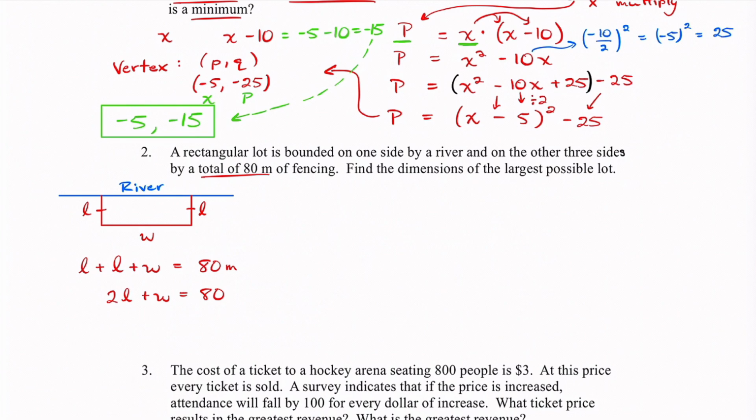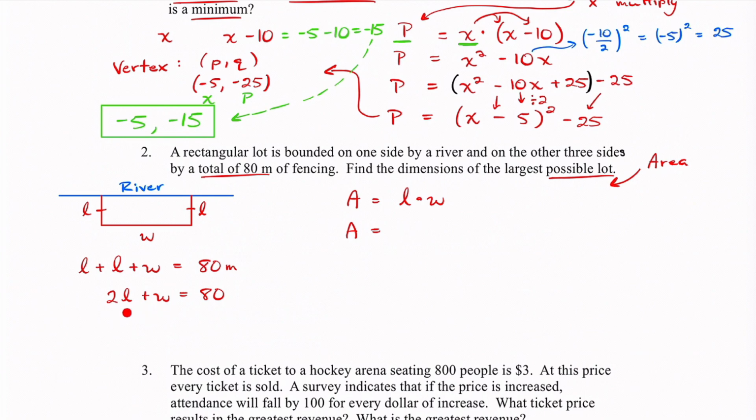Okay, the last part of the sentence said find the dimensions of the largest possible lot. So we want the largest possible lot. And if we're talking about the lot, that is referring to the area. Okay, so area I know for a rectangle, because this is what we have as a rectangle, it's just length times width. So the area is equal to length times width.